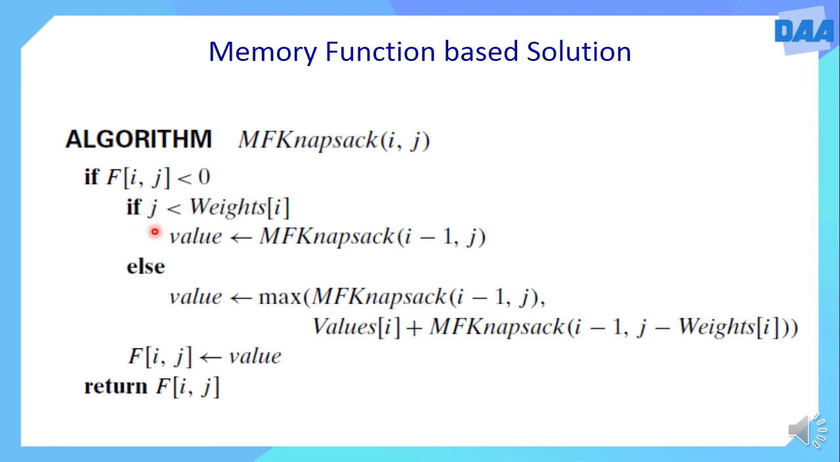Suppose you can add the ith item into the knapsack. In that case this condition fails, and it will come here. So value is nothing but the maximum of f of i minus 1, j comma value of the ith item plus f of i minus 1 comma j minus weight of the ith item. The same recursion formula that we have used earlier. Once this value is computed based upon these expressions, it is assigned to f of ij and we return f of ij.